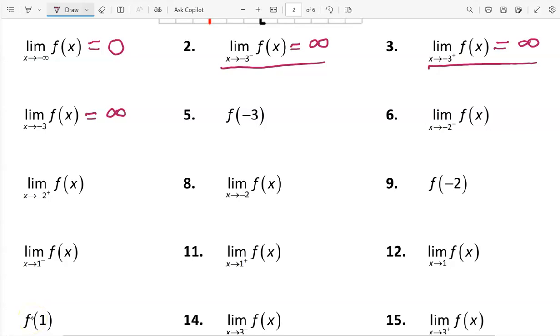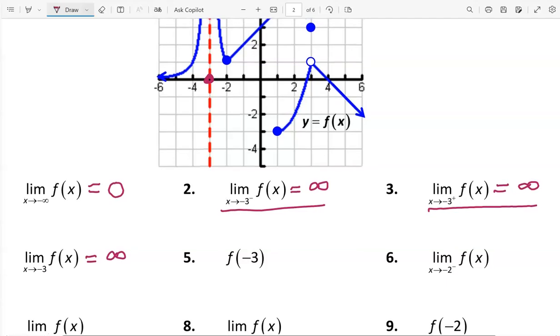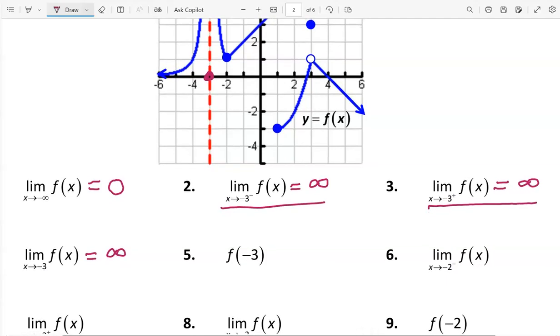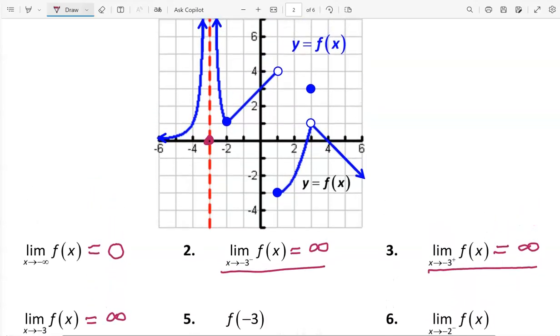In number 5, we're asked to find the value of f of negative 3. And it's important to realize the difference between approaching negative 3 and f of negative 3. F of negative 3 is asking us what the y value is at exactly negative 3, and that is undefined. I'm going to skip my equal sign there. I'm just going to say the words is undefined. We usually reserve equals for equals a number. The one exception to that is when we say a limit is equal to infinity.